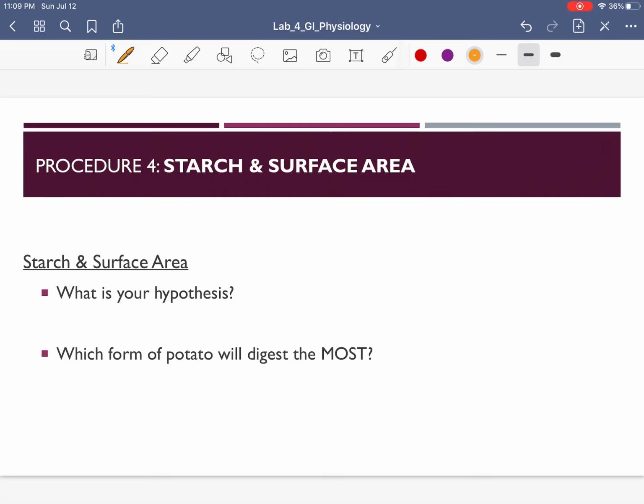Now, before we start the actual experiment virtually, what is your hypothesis? Do you think the whole potato piece will be digested the most? Do you think the mashed potato pieces will be digested the most? Or do you think the potato flakes will be digested the most? Take a minute to think about it and jot down or keep in your memory what your hypothesis is.